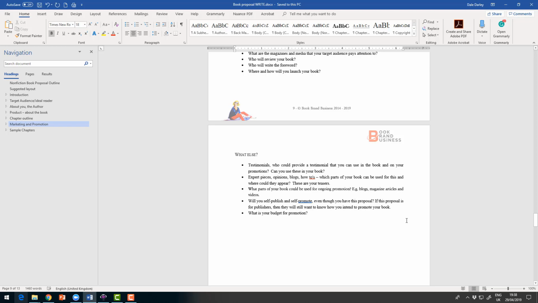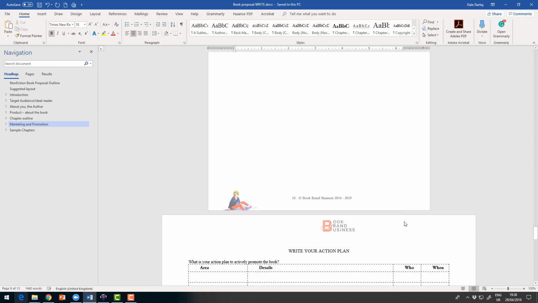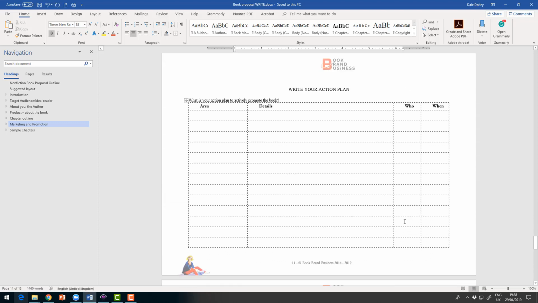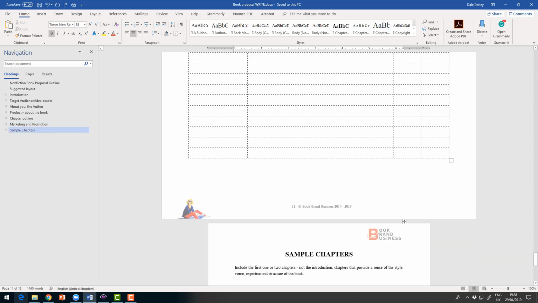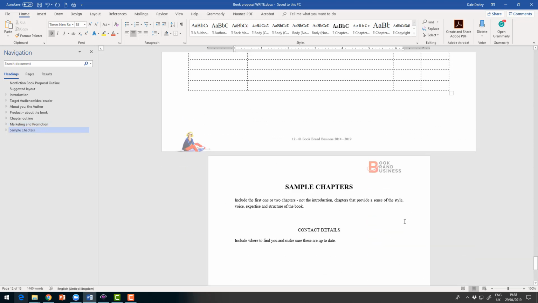Now, the other thing I would think about here is, what is your launch plan? When you start thinking about creating this book, you actually need a launch plan that's going to take you over the next 6 months. I always write up an action plan. So what is the area? What's the detail? Who's going to do it? When? And then you might also want to add in here how much it's going to cost. Although a lot of this stuff is not for the publisher or the agent, it's really important that you put it all together.